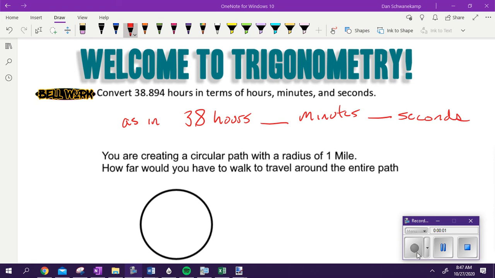All right, so bell work again, super important for what we're about to do. Two different things, and both of them are basically the entire lesson. Okay, we are trying to convert 38.894 hours in terms of hours, minutes, and seconds.